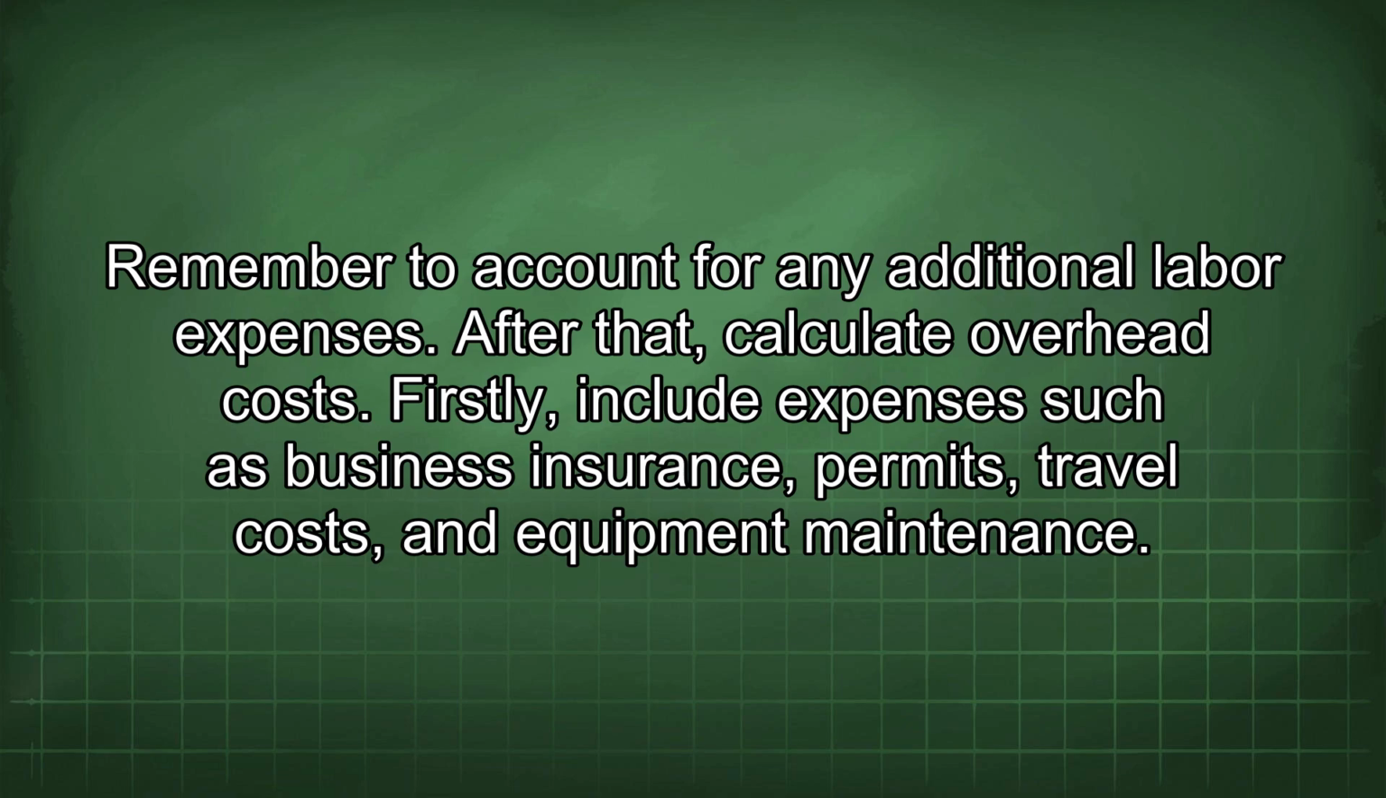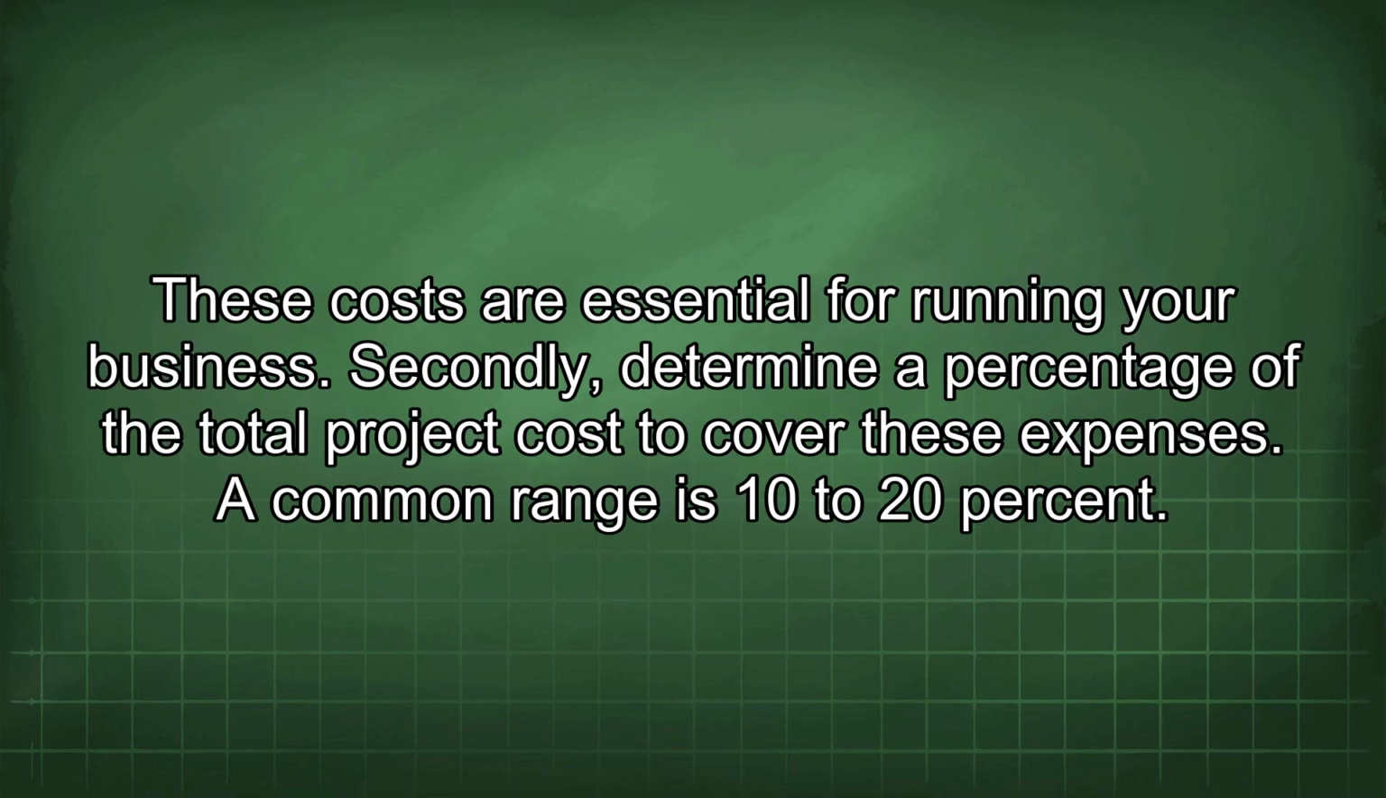After that, calculate overhead costs. Firstly, include expenses such as business insurance, permits, travel costs, and equipment maintenance. These costs are essential for running your business. Secondly, determine a percentage of the total project cost to cover these expenses. A common range is 10 to 20%.